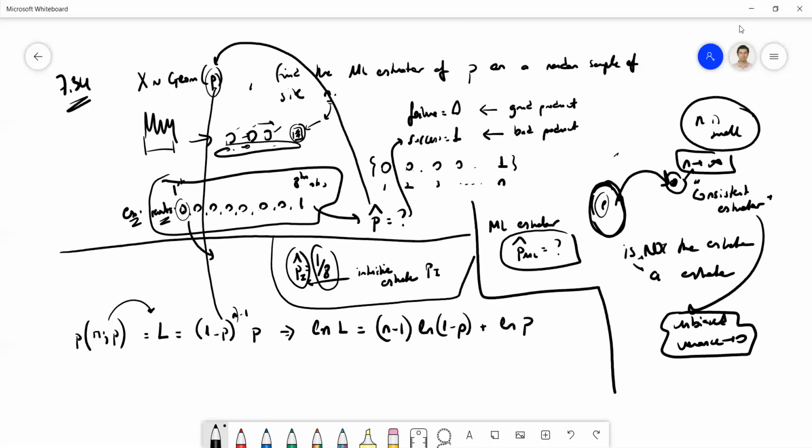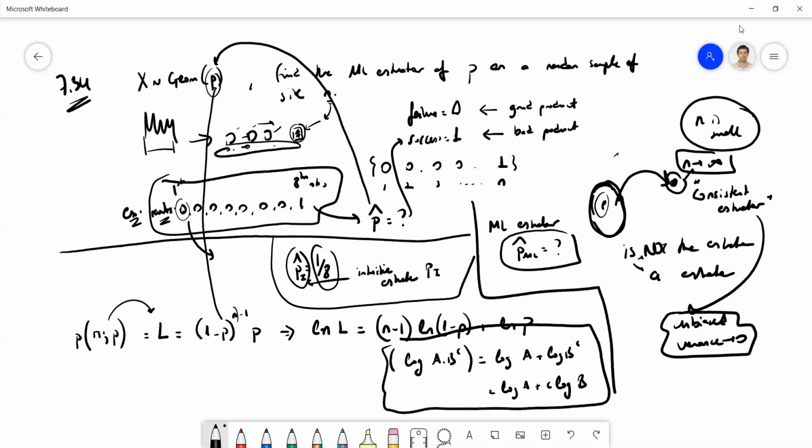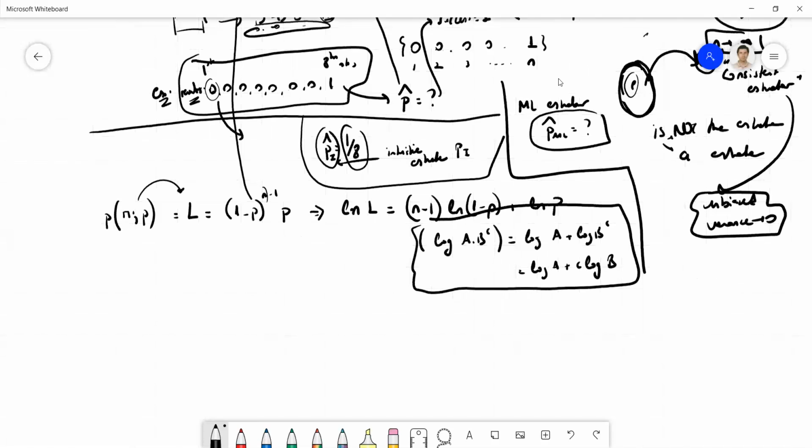Note that you should be comfortable with how ln or logarithm works in multiplications. If you have something like this, you can write it as log a plus log b to the power c, which is going to be log a plus c log b. Simple relations related with logarithm. Okay, now let's go to this part. So ln L is going to be equal to this representation, which unfortunately I messed up a little bit.